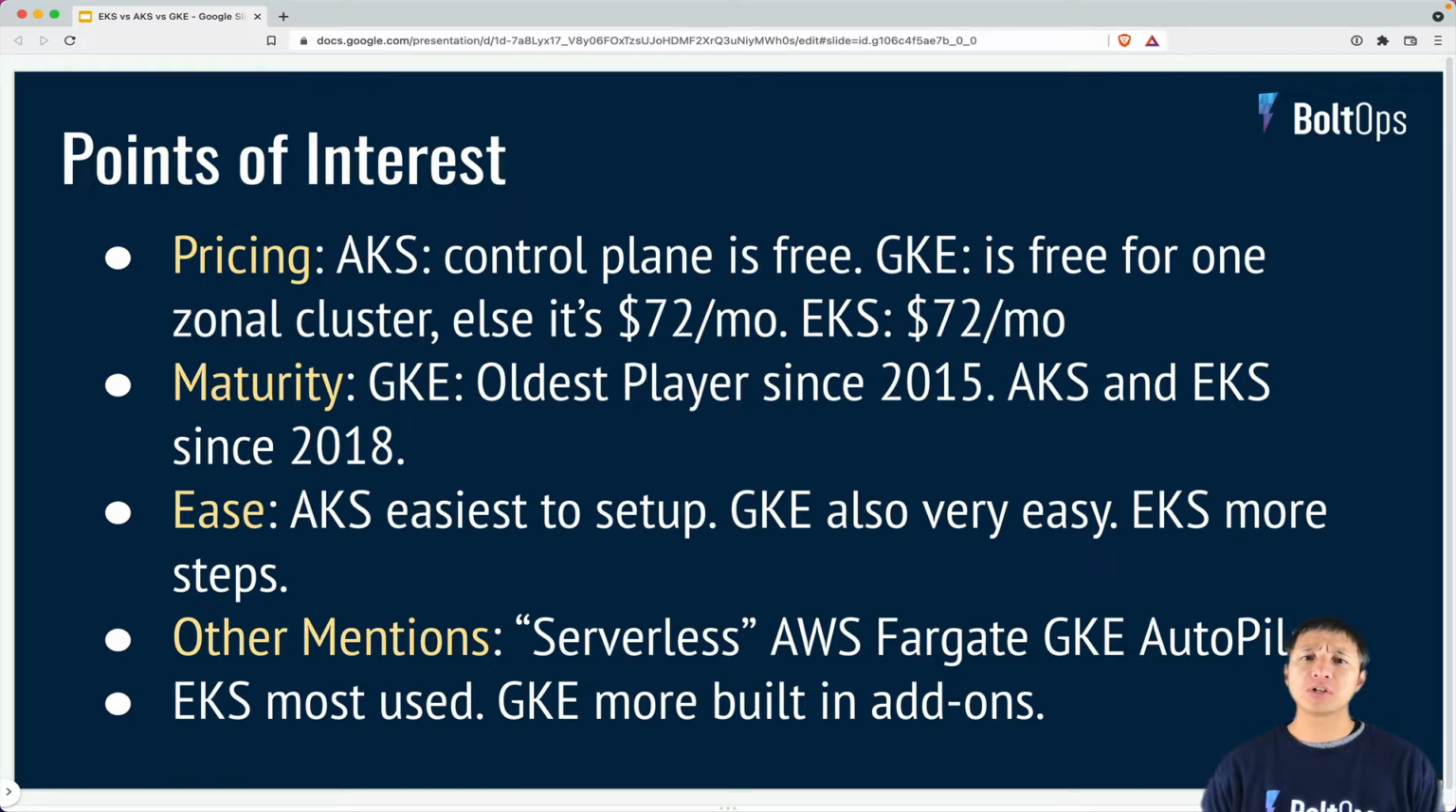Maturity-wise, GKE is the oldest player in the space. They've been around since 2015. It makes sense because they're big contributors to Kubernetes. AKS and EKS started around 2018, but they've been around for a while now too.